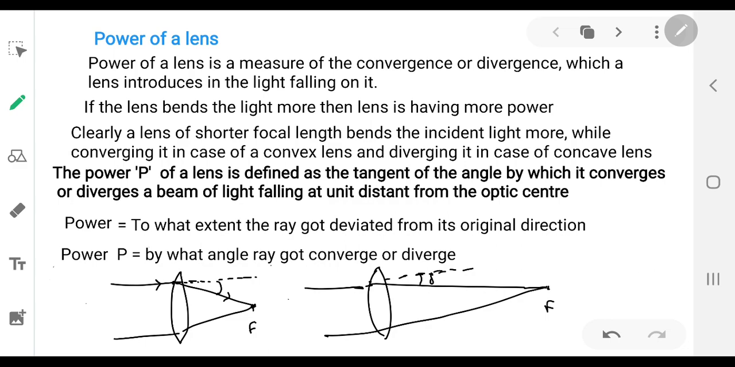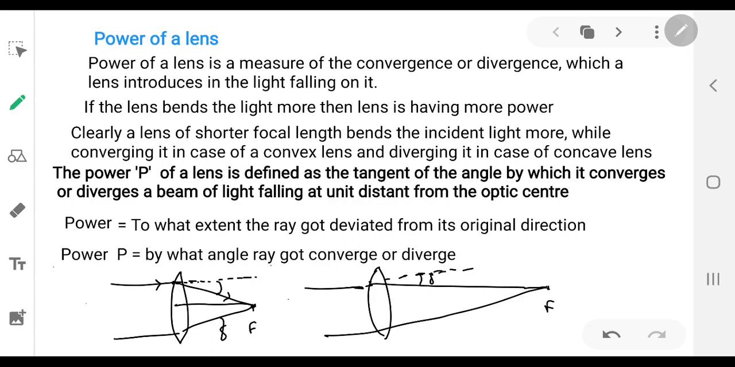So looking at these two, we can tell that the lens with a shorter focal length bends the light more. Here in the first case the deviation is more by the lens which has the shorter focal length. So surely we can tell that a lens with a shorter focal length has more power.